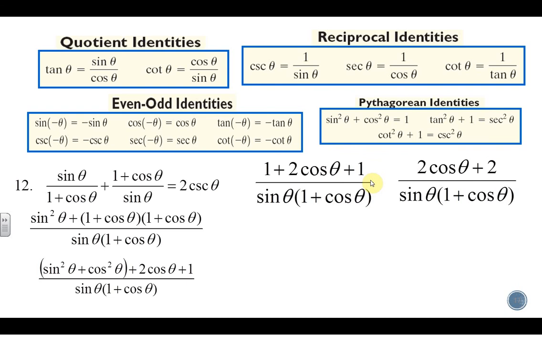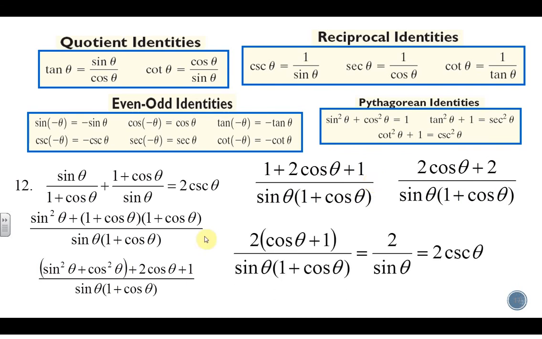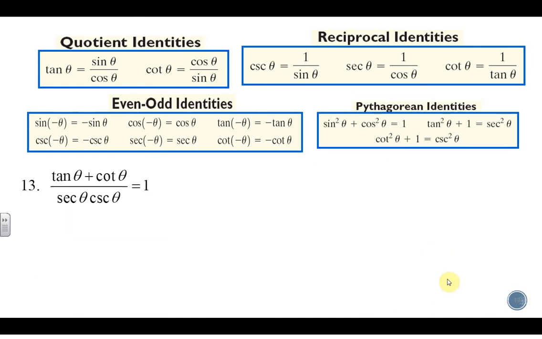Then I noticed in the top I can take out a 2. And because of the commutative property, those are the exact same thing. That's crossing out. So those cancel, and then 2 over sine theta, which is equivalent to 2 times cosine theta. Whoops. And yes, it would be prettier if you wrote that, but we're good. We're good at that point.